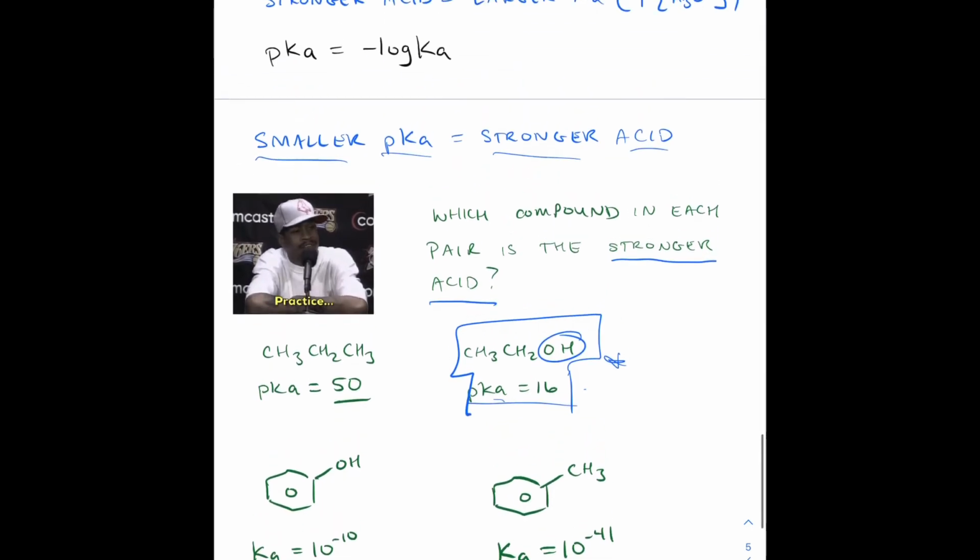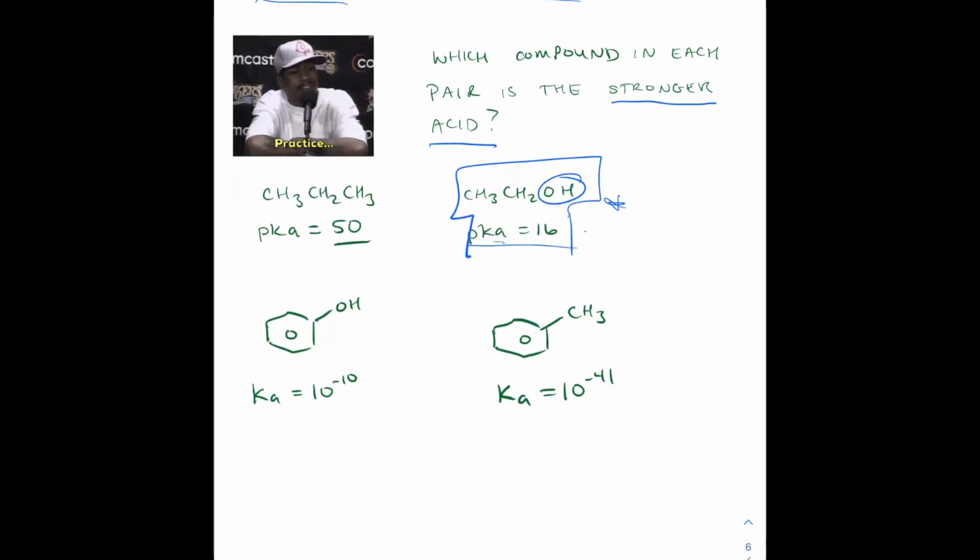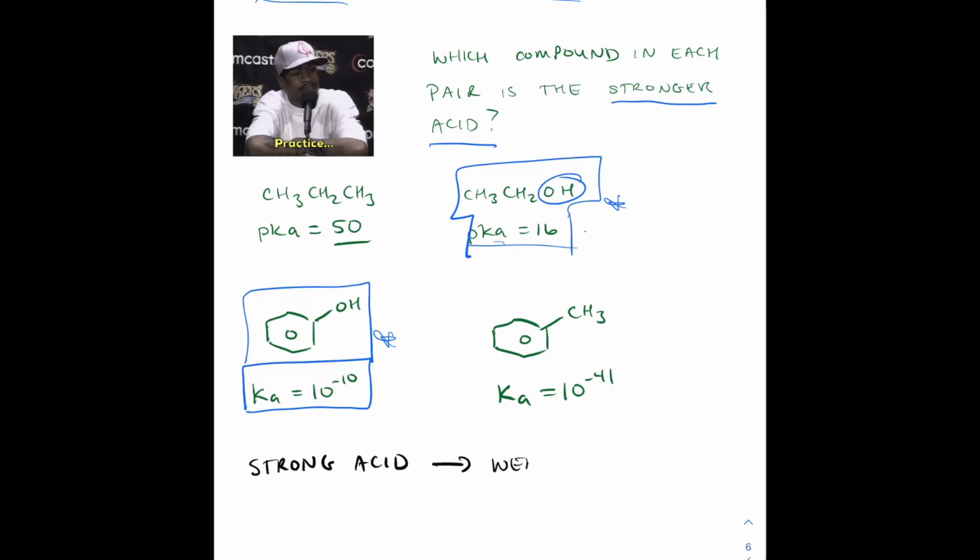Now for the other problem, we're looking at Ka. So remember, the larger the Ka, the more acidic the acid is. And 10 to the negative 41 is a very, very small number. So 10 to the negative 10, although also a small number, is still larger, and therefore phenol is the stronger acid. Okay, and this is pretty much how you're going to walk through these problems.